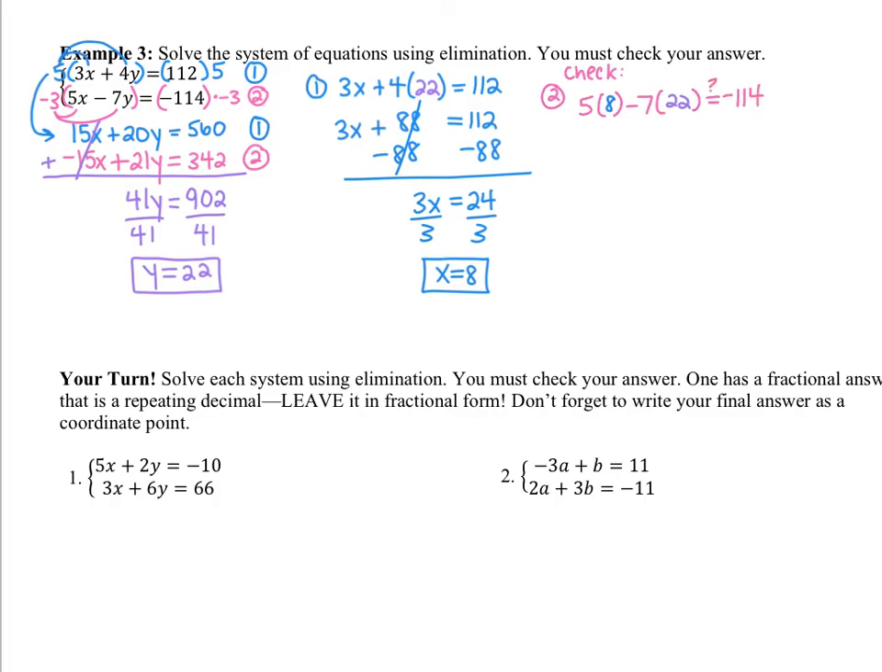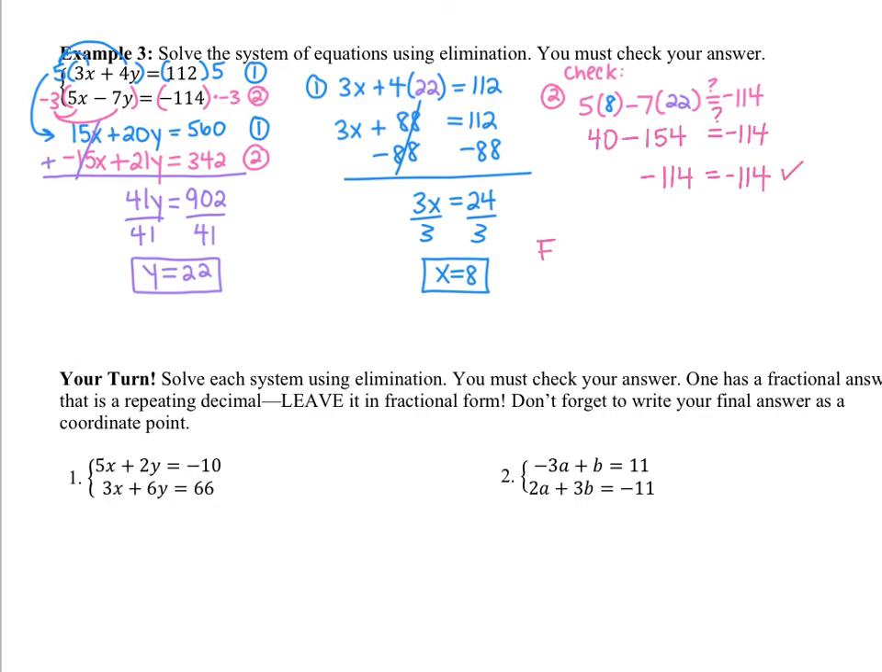So following order of operations, do our multiplications first. So 5 times 8 is 40. And then minus 7 times 22 is 154. So it's 40 minus 154. And then I'll just type that in my calculator to make sure it's correct. And yes, it is. It's negative 114. So we confirmed that our answer is correct.